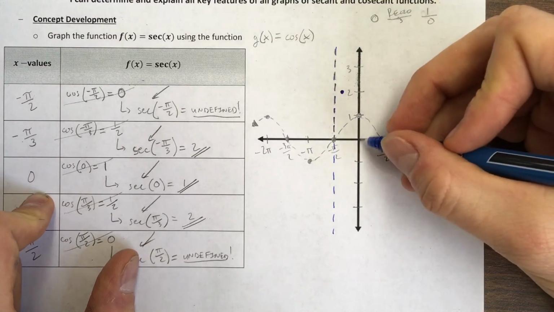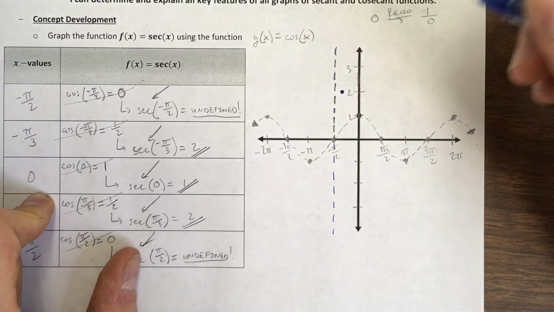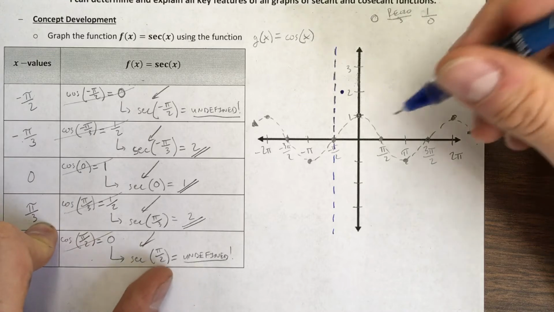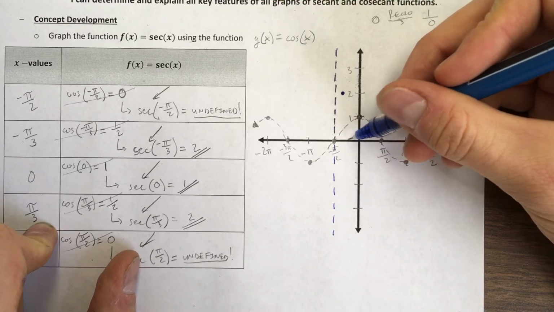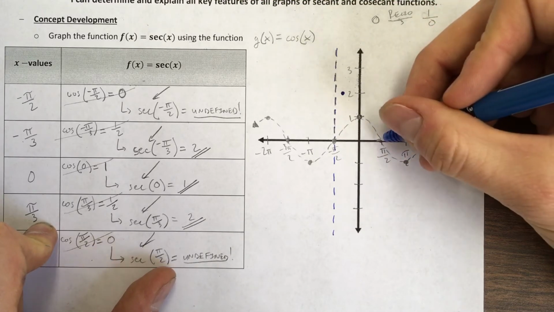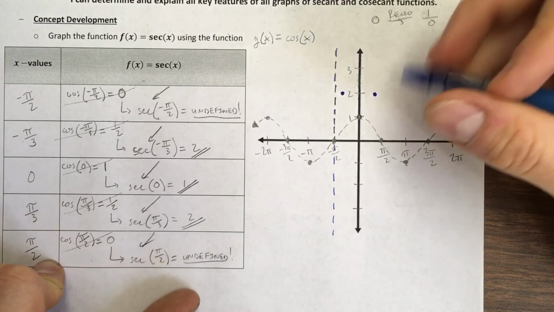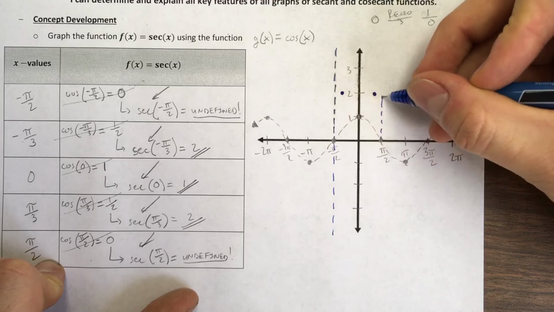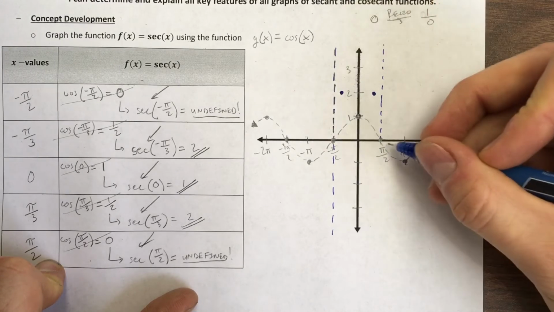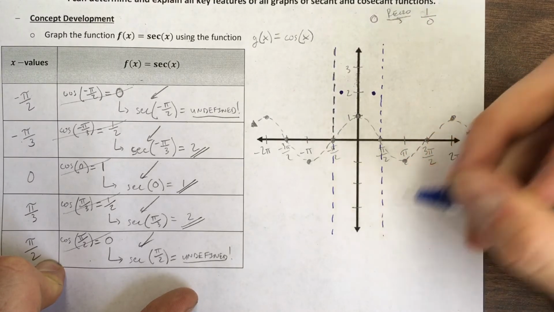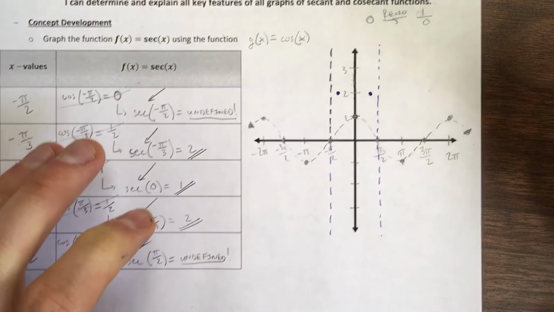0, comma 1, so 0, 1, so I'm still touching there. Pi over 3, comma 2, so pi over 3, let's call it here, and it's going to go up to 2. And then pi over 2 undefined, so another vertical dotted line here at pi over 2.